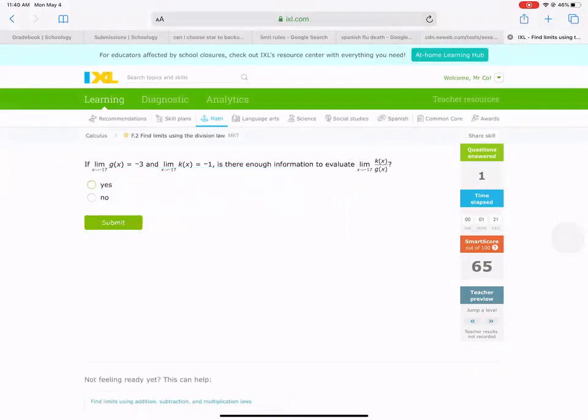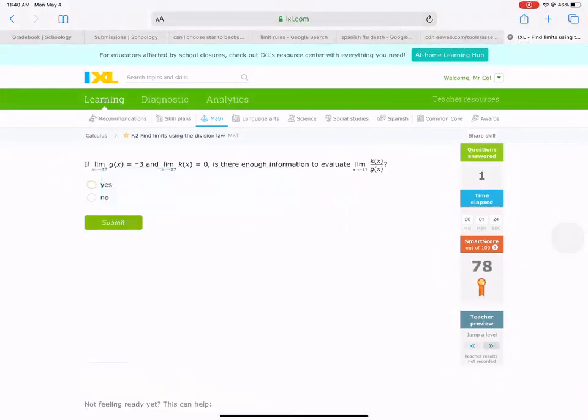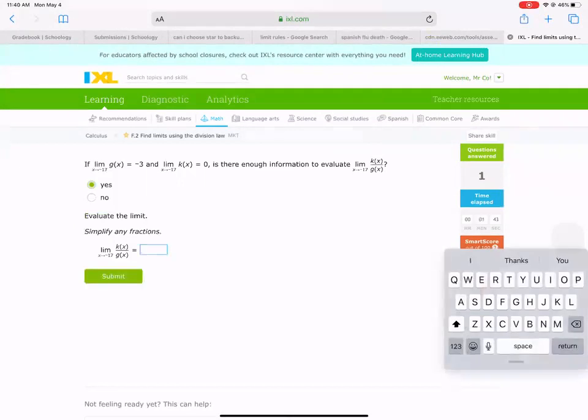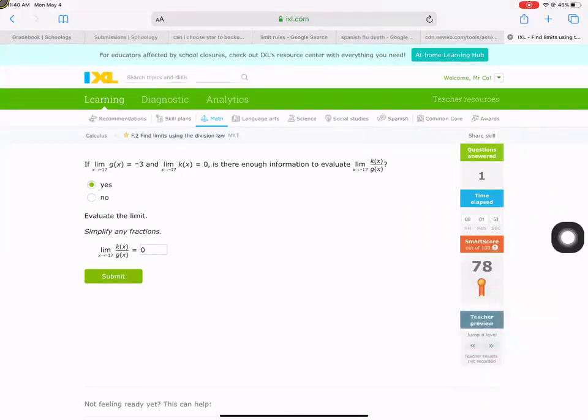No, they're all the same. Go more. So looking here, is g or k 0? Is there enough information to evaluate this? As long as the denominator isn't 0, we're perfectly fine. What's 0 divided by any number? This is 0. Okay, take a look. K of x is on top, and then g of x is on the bottom. K of x is 0. G of x is -3. 0 divided by 3 is 0.